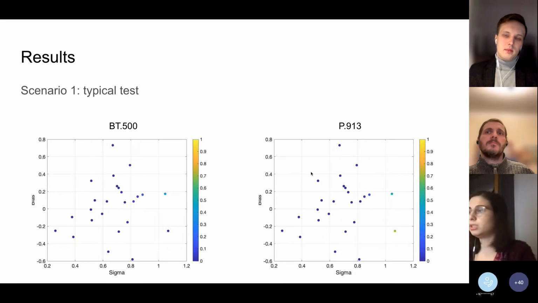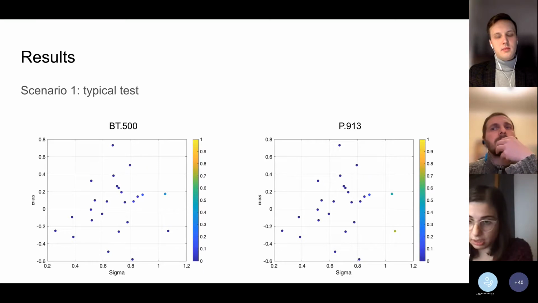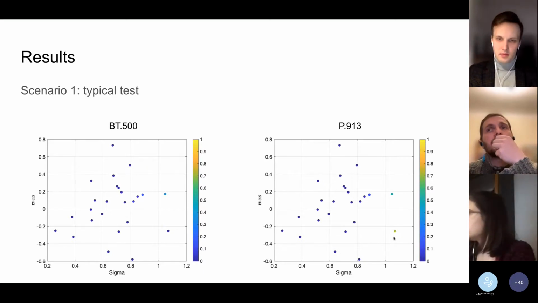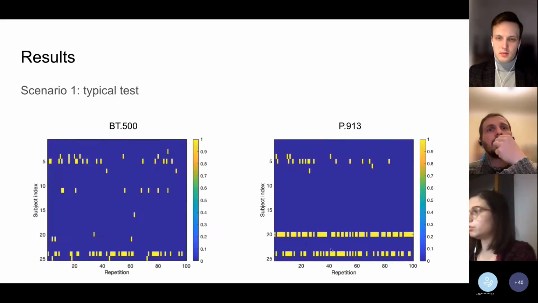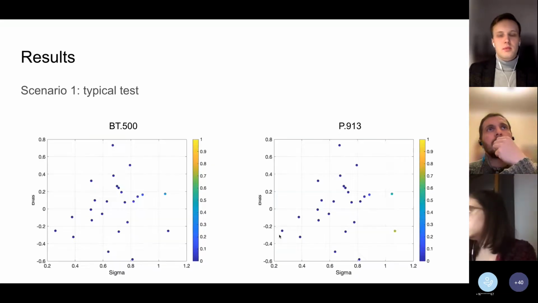So that is the color that you see here, and probably these plots that you see in lighter color come from these subjects, which are detected a bit more frequently as outliers. And what we see is that for BT500, the color, first of all, varies between 0 and 0.4, more or less, because the probability of being detected as outlier is not that high, while it's higher for P913. For example, I'm pretty sure that the 0.7 value, around 0.7 here, is coming from 20, probably, because it's the one that was more consistently detected as an outlier.